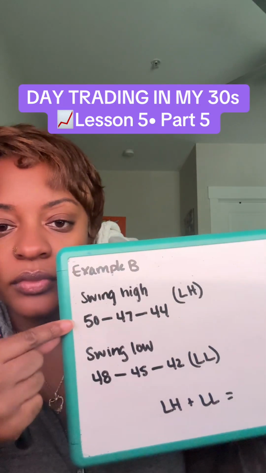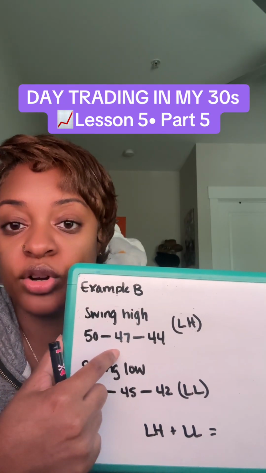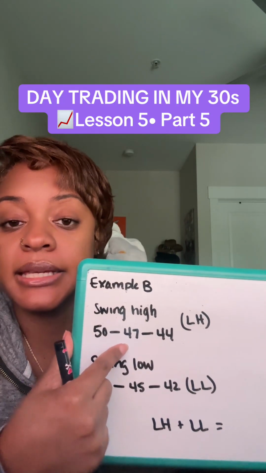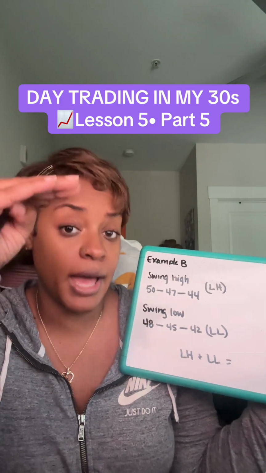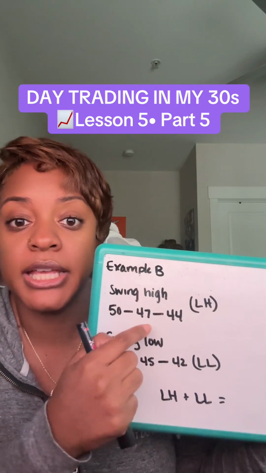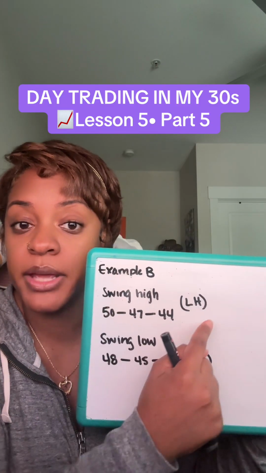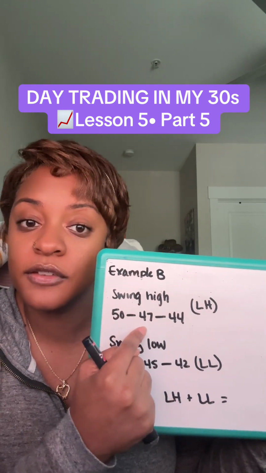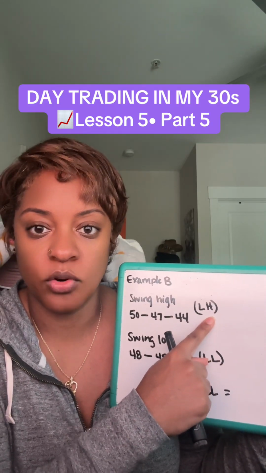All right. For example B, we have swing highs that start at 50. The next mountaintop or local swing high is a 47, because remember, on an uptrend or a downtrend, you still have swing highs and swing lows. So the next swing high is 47, which is lower than 50, which makes it a lower swing high. And then that 44 is lower than 47, which makes it a lower high or lower swing high.